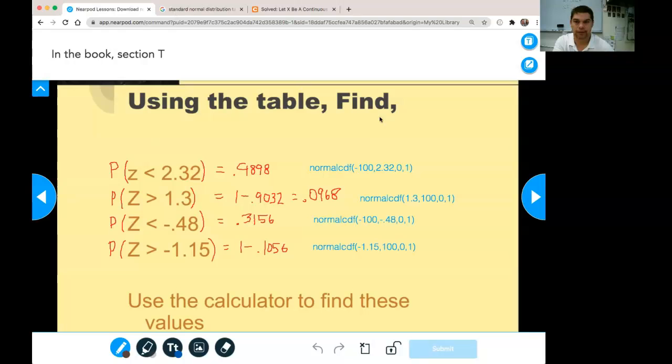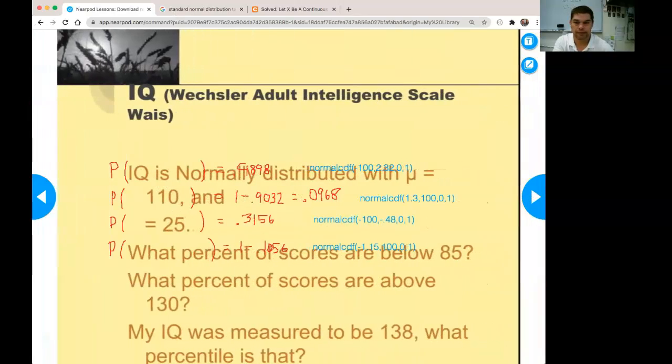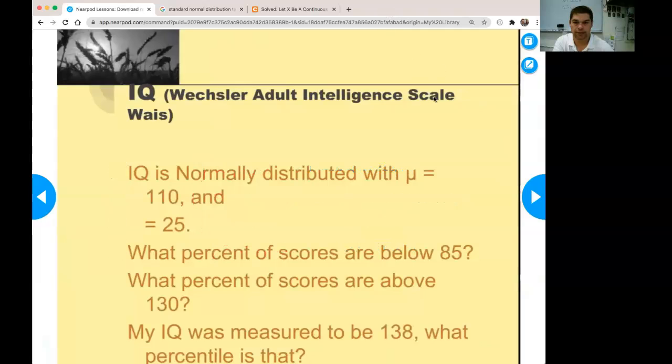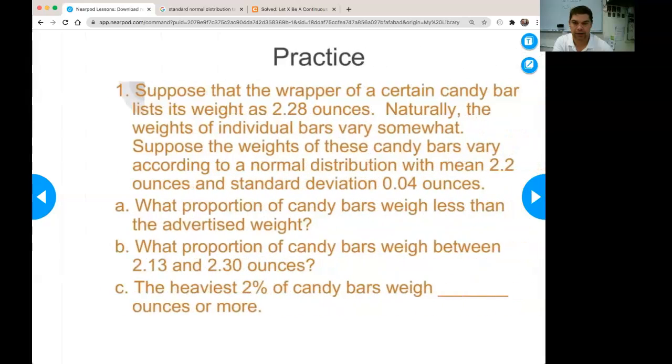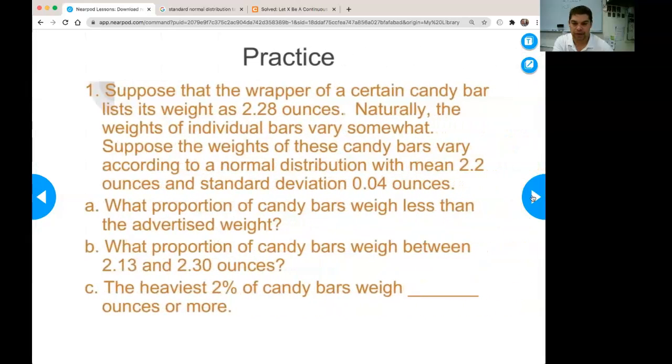All right, let's see where we're at. 4 minutes. Okay. This is just IQs being normally distributed. Calculate what percent of scores are above a 130. Working backwards. In this problem, we don't have time for this problem either.